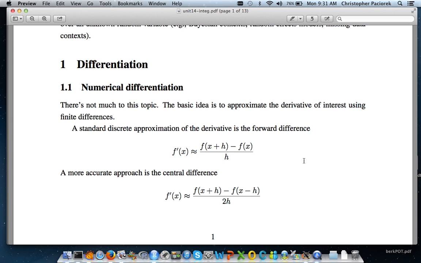Well, let's let h be small, but not that small. Think about what happens then. Well, we're going to take f of x plus h minus f of x. So now suppose h is maybe just a little bit bigger than machine epsilon, 1 times 10 to the minus 15 or something like that. Any thoughts about what can happen then?